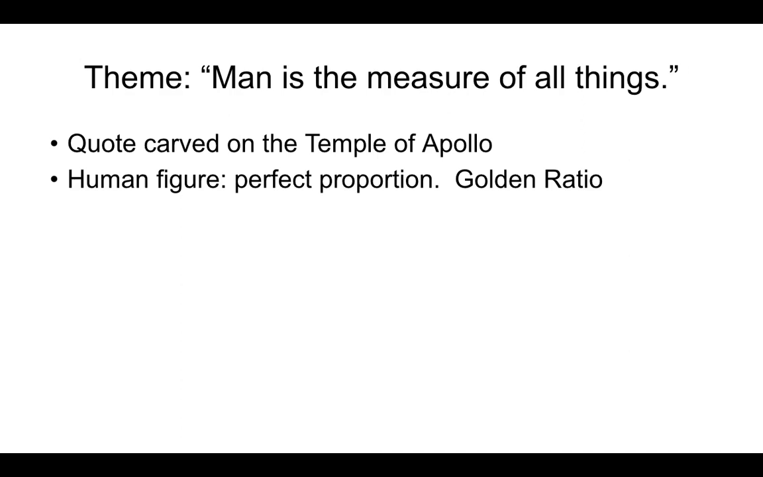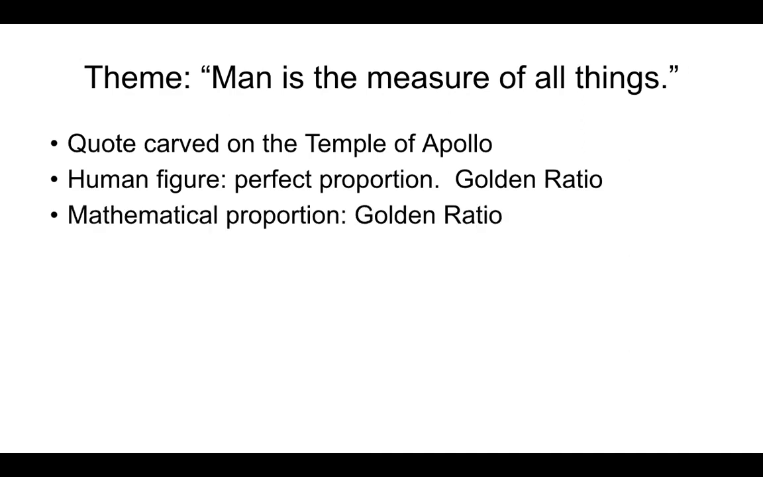They also believed in using the golden ratio, a mathematical proportion that created a sense of balance and order as well. So mathematical, the word man here is human. Mathematical kind of goes with measure. They use mathematical proportions and the golden ratio for so many things.